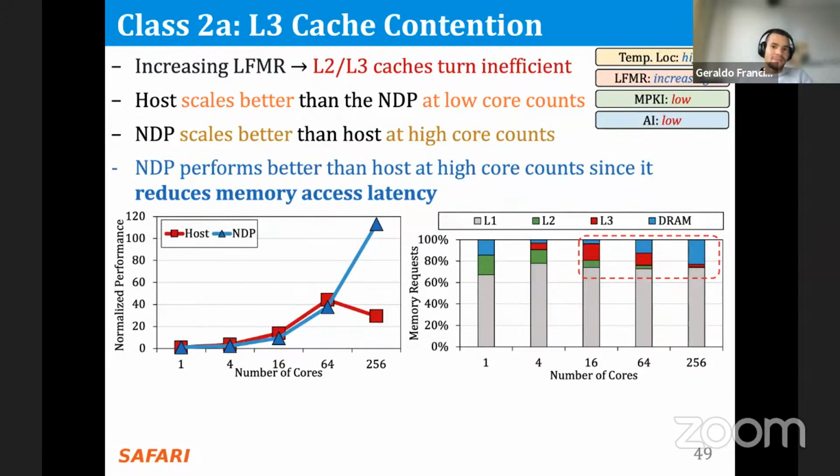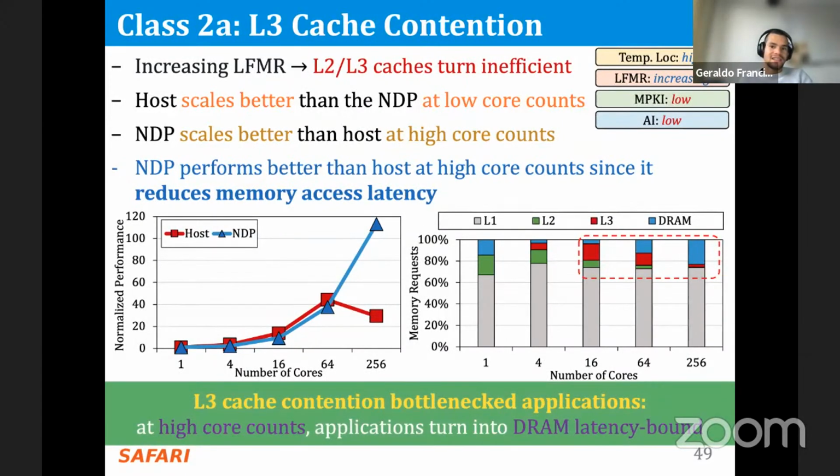With the last-level caches becoming essentially ineffective, the NDP system greatly improves performance over the CPU system. We conclude that applications in this class are bounded by cache contention. At high core counts, those high locality applications become DRAM latency bound.